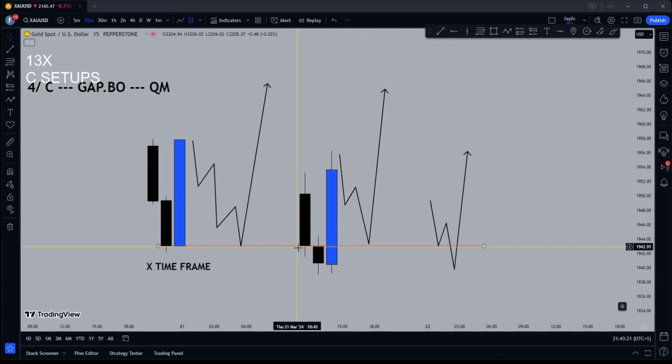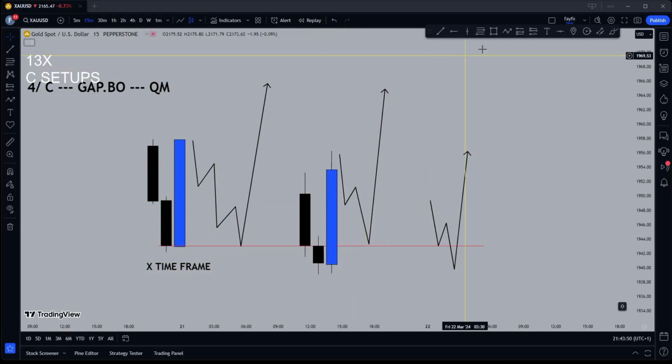Actually, it doesn't matter if this gap is fresh or unfresh before it gets broken. It doesn't matter if this gap is fresh or unfresh before it gets broken.